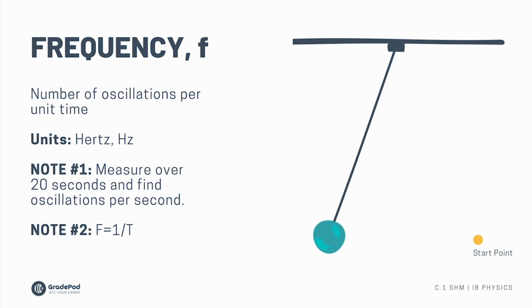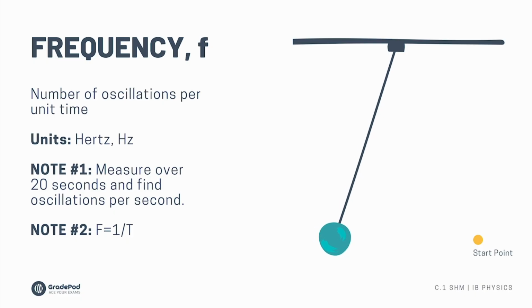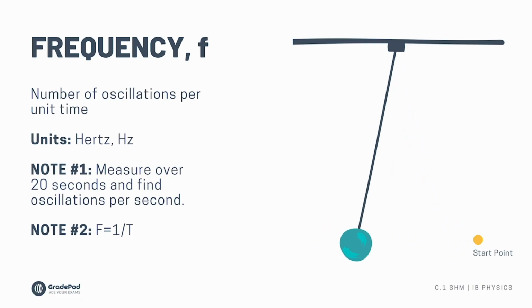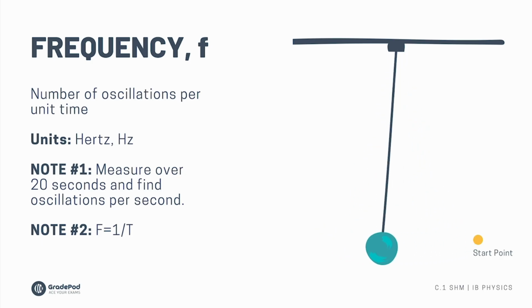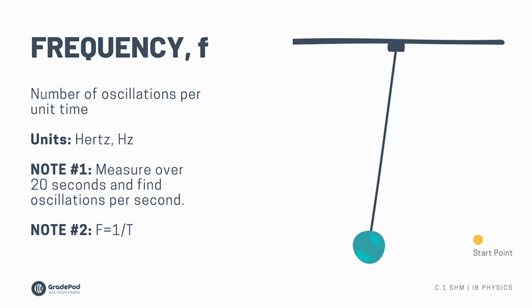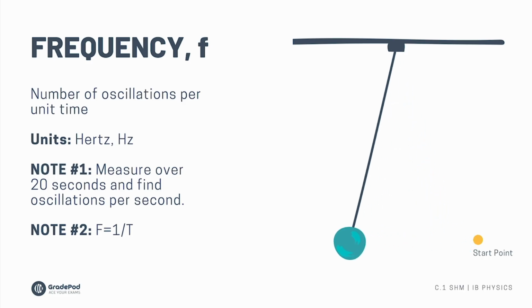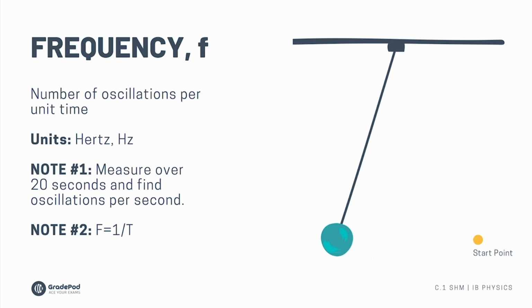When it next hits the start point, I'll set a timer for 20 seconds, and we'll count the number of oscillations together. Go. Okay, that's 1 oscillation, 2 oscillations, 3 oscillations, 4 oscillations, and we're coming up to 20 seconds now, and that's 20 seconds done, and that's 5 oscillations.